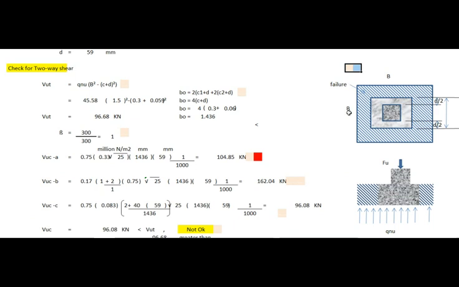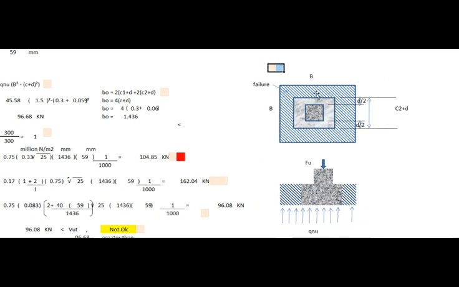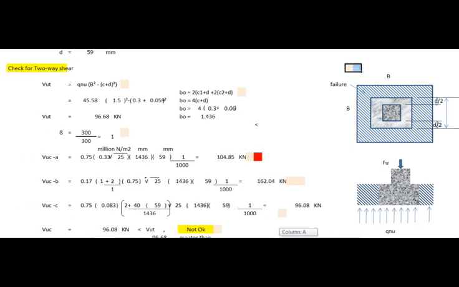This is our width and length of footing equal to B, so the punching shear width is (C square plus d) over 2. Checking the two-way shear, the actual VUT is equal to Kn u times (B square minus (C plus d) square). By inputting the values, the result is 96.68060402 kN as actual shear. The perimeter bo is equal to 4 times (C plus d), so bo is 1.436 meter.